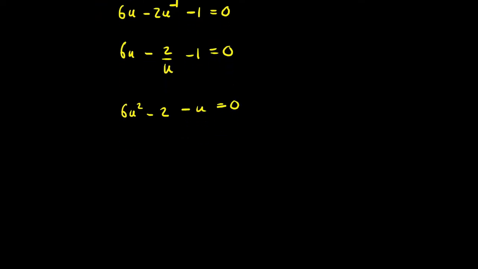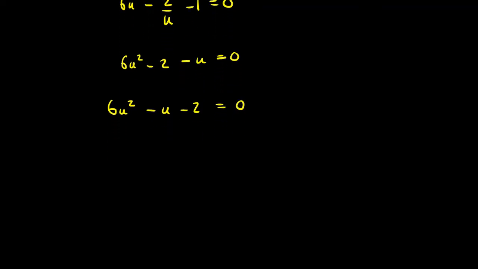And hopefully you will notice that this is a quadratic. So 6u squared minus u minus 2 is equal to 0. And it's probably a good idea to see if we can factorize this. Well, we're looking for two numbers that are going to multiply together to give negative 2.